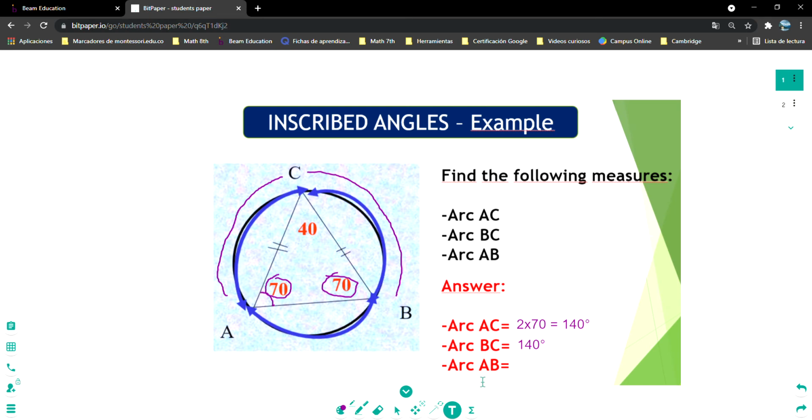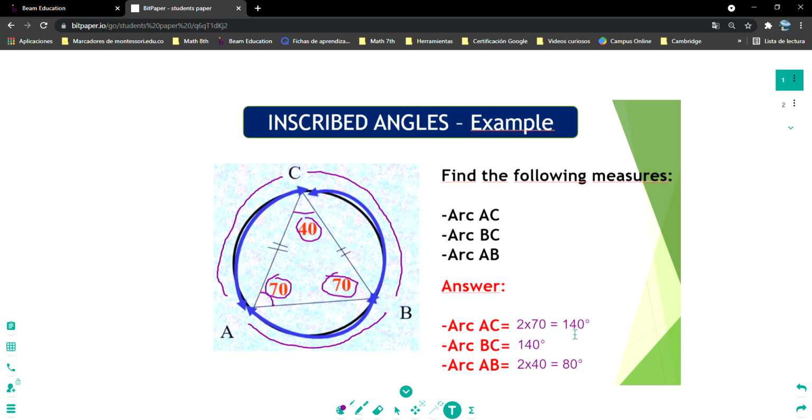And finally, we need to find the arc AB. The inscribed angle for arc AB is this angle, the angle ACB, which is 40 degrees. So if you multiply 40 times 2, we can get the arc AB. Let's multiply 2 times 40, which is 80 degrees.